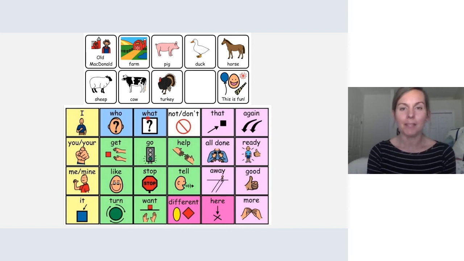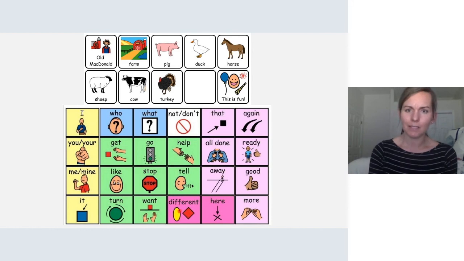What animal says moo moo? Great work. A cow says moo moo. Old MacDonald had a pig, a turkey, and a cow on his farm. What animal says quack quack? Good job. A duck says quack quack. I saw a cow, a turkey, a pig, and a duck on Old MacDonald's farm.